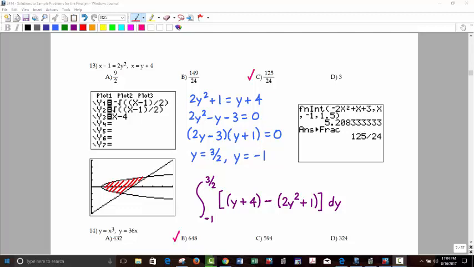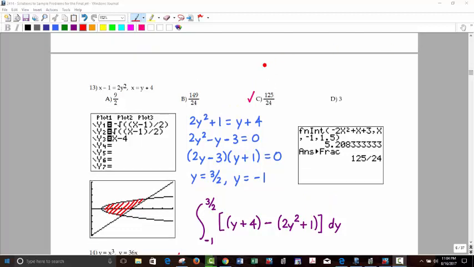Okay, problem 13. We're going to find the area between two functions where x is a function of y, and I don't like to get these functions to be too complicated. I keep lines and parabolas is all I work with on these. They can be a little tricky otherwise, especially for graphing purposes.